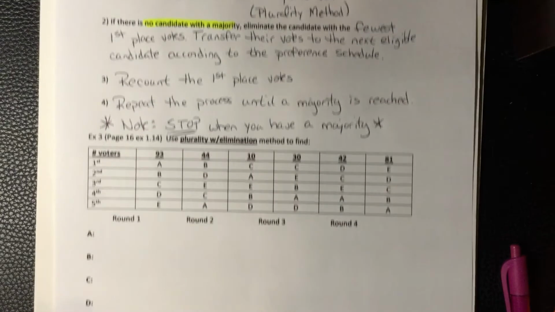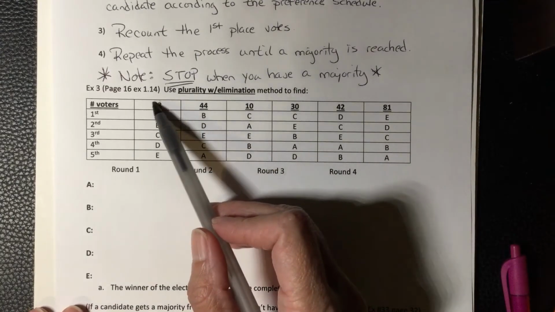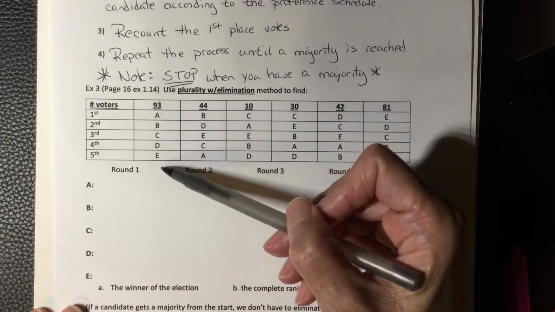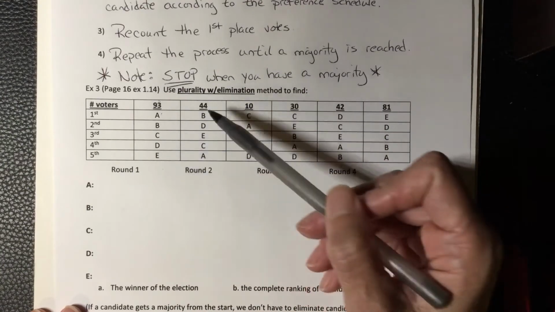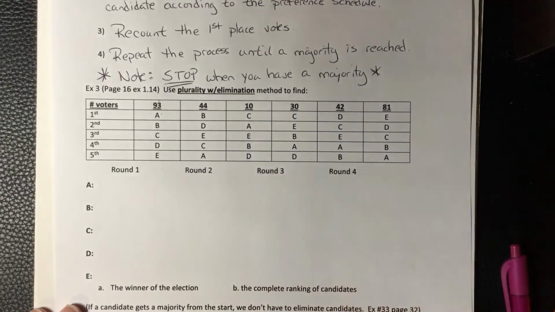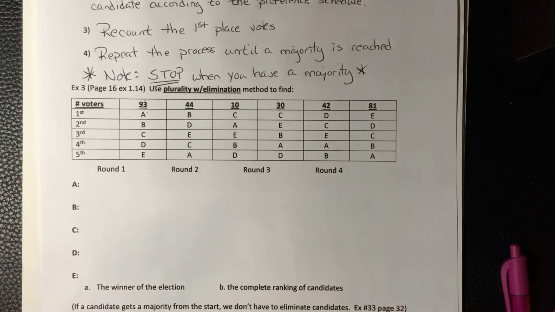Okay, so let's look at this example out of the book. We're given the preference schedule. Just a reminder from last time, this means we had 93 voters that ranked the candidates in this order: A, B, C, D, E. We had 44 voters who ranked the candidates in this order, and so on. So it's really important that we find a majority.